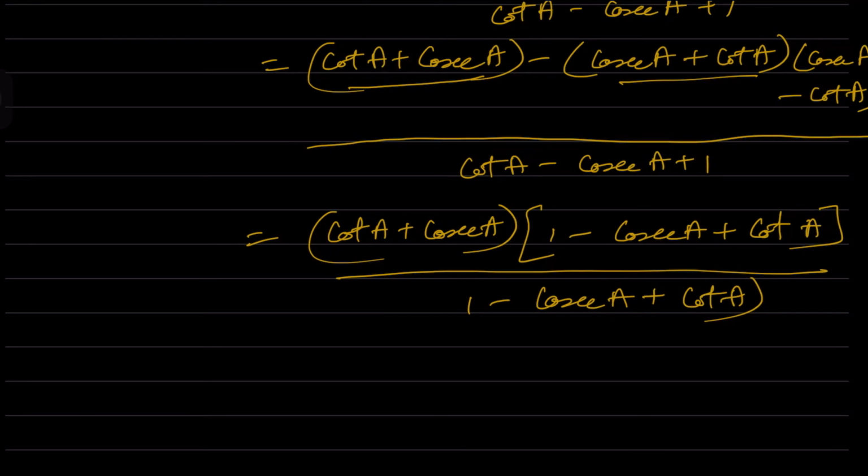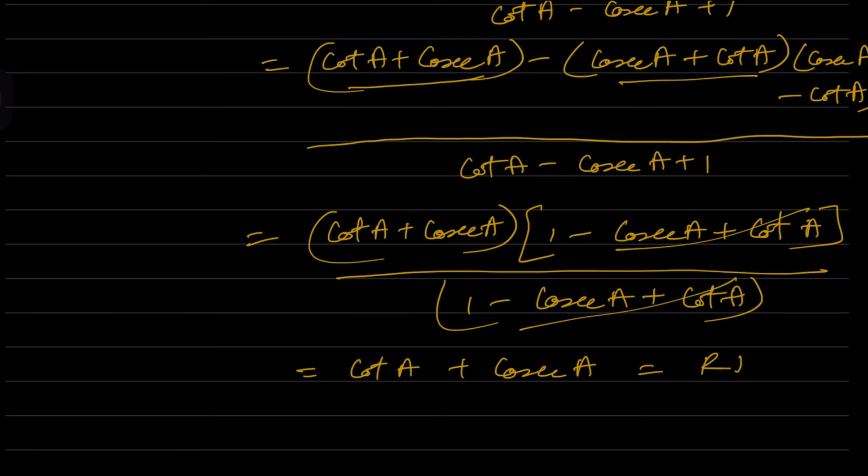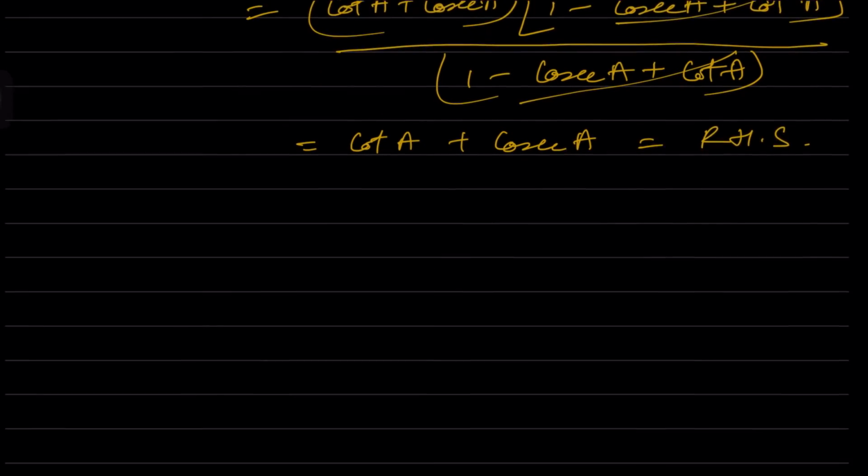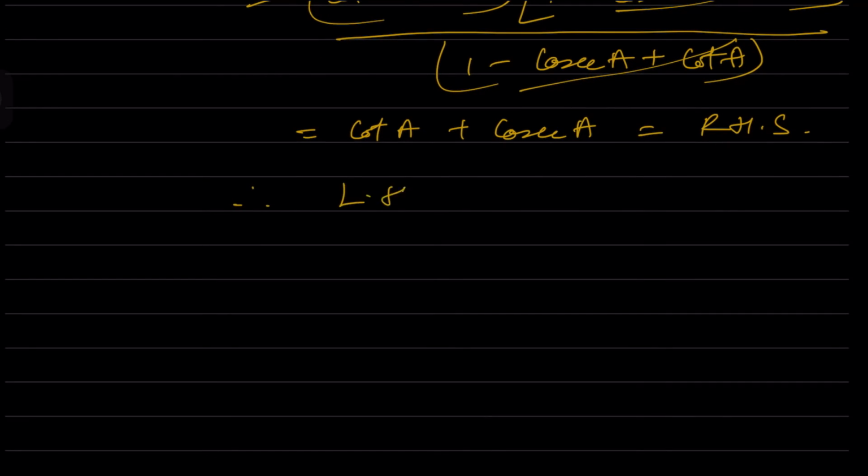I have just written this for 1 first, then the second term here, then the third term. So now I can cancel out this. So I am getting here cot A plus cosecant A, which is equal to RHS. So therefore LHS is equal to RHS.